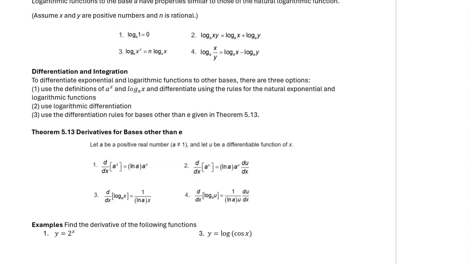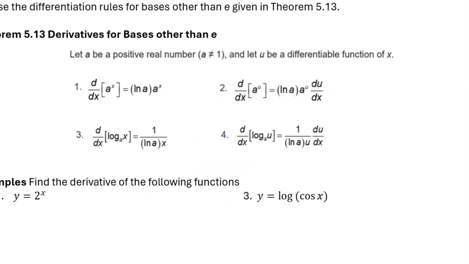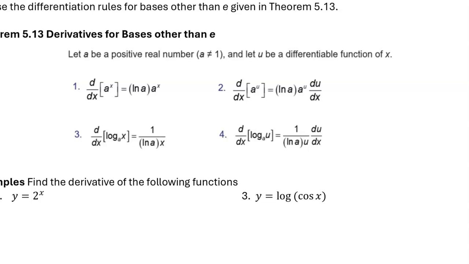Now we are going to learn how to differentiate and take the antiderivative of these functions. So here we have 4 different derivative rules. Number 1 is the derivative rule of how to take the derivative of a to the x. We get natural log of a multiplied by a to the x. And then number 2 is simply the chain rule version of that. So we use number 1 if all we have in the exponent of a is x.